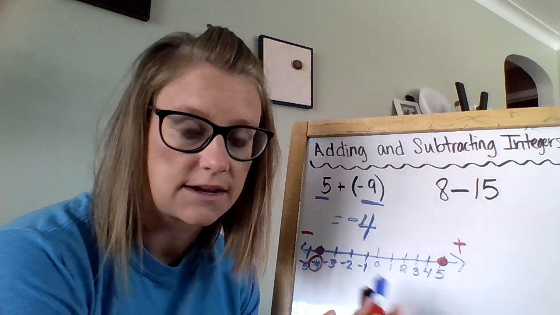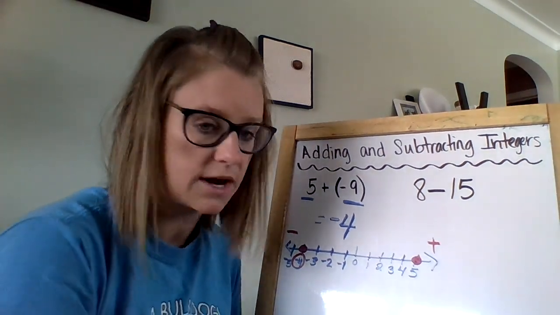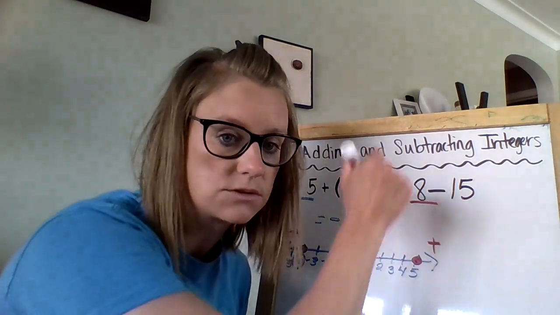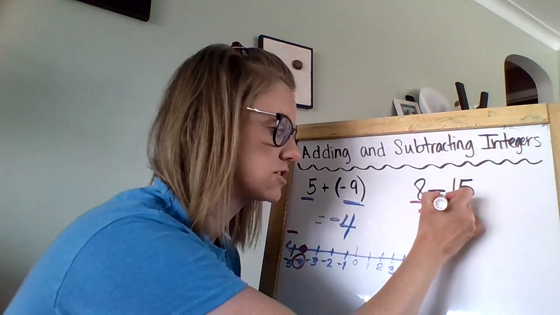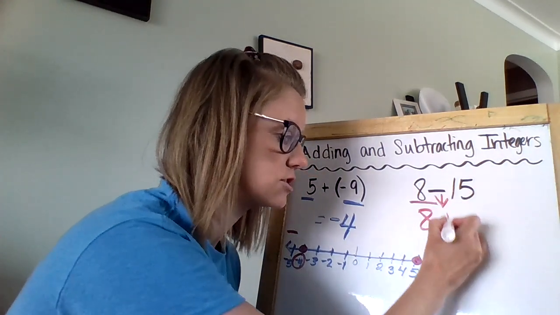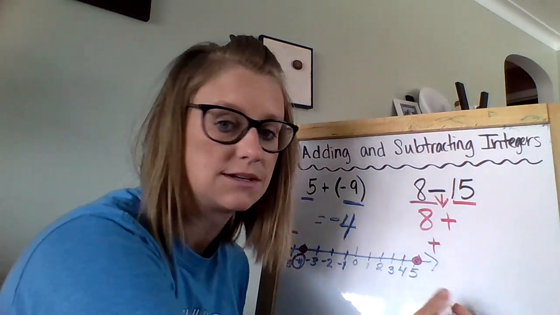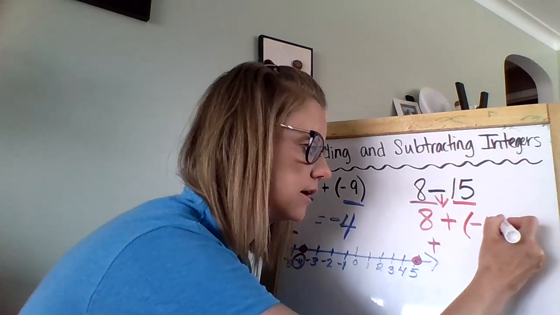When subtracting, again, you need to follow your rules. So when subtracting, I take my first number. I bring my first number down, straight down. I change my subtraction sign to an addition sign, and I change my second number to its opposite. So 15 becomes a negative 15.